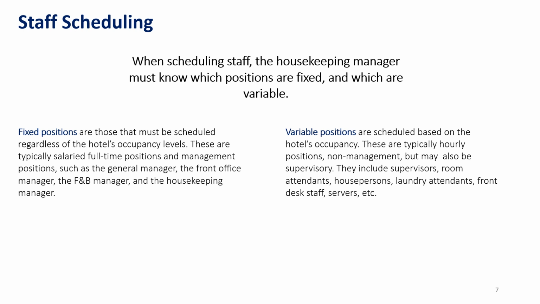When scheduling staff, the housekeeping manager must know which positions are fixed and which positions are variable. Once this has been determined, then the staffing guide can be created. Fixed positions are those that must be scheduled regardless of the hotel's occupancy levels. These are typically salaried, full-time positions and management positions, such as the general manager, the front office manager, the F&B manager, or the housekeeping manager.